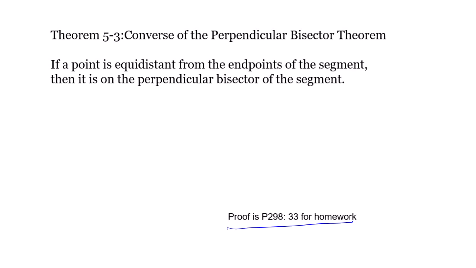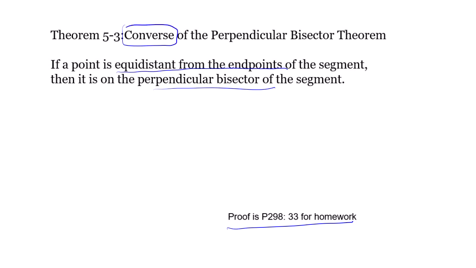you're saying if a point is equidistant from the endpoints, then it must be on a perpendicular bisector, right? So we're flipping the hypothesis and conclusion, and that's what gives us a converse, right? If you remember back to that terminology way back when.